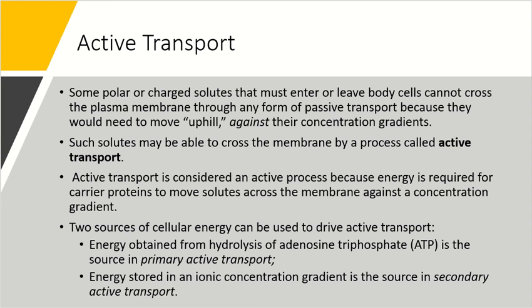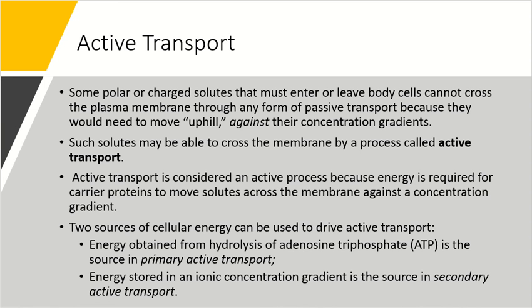Some of these polar or charged solutes that need to enter or leave the body cells are not going to be able to cross the plasma membrane through any form of passive transport that we just discussed. This is because they need to move uphill or against their concentration gradient. Such solutes may be able to cross the membrane by a process called active transport. Active transport is considered an active process because energy is required for carrier proteins to move solutes across the membrane against a concentration gradient. Two sources of cellular energy can be used to drive this active transport.